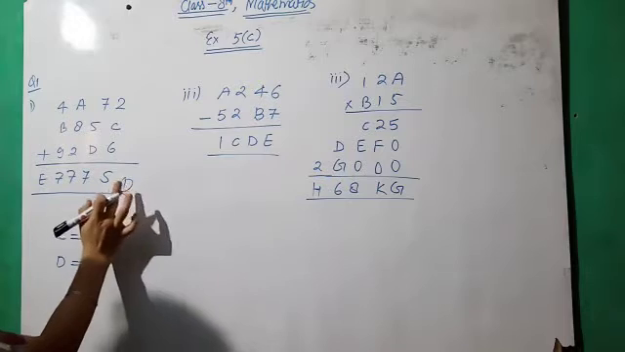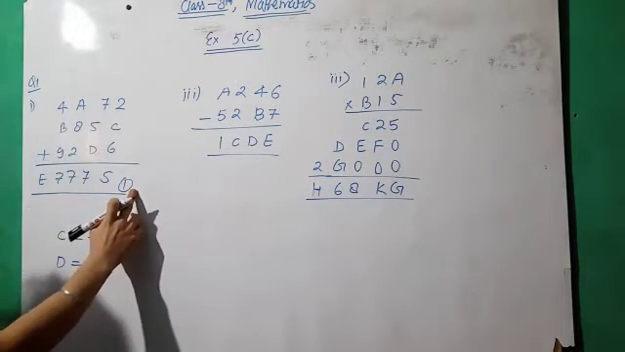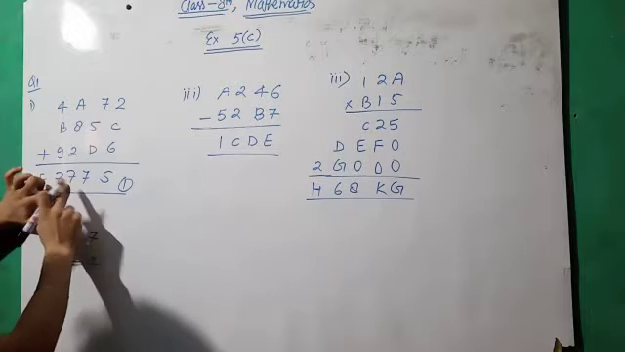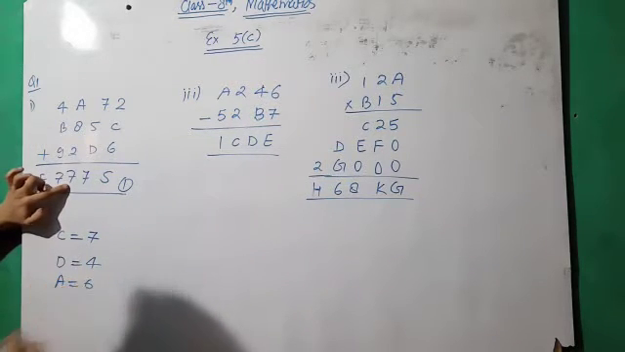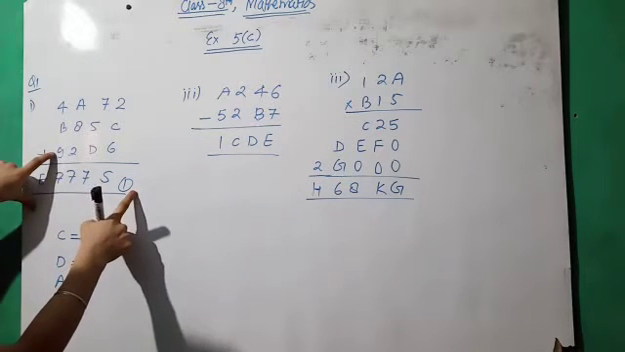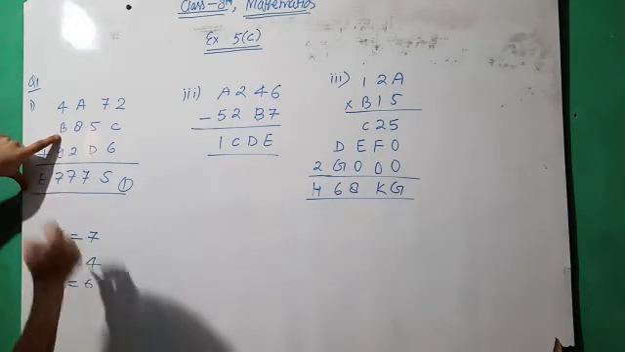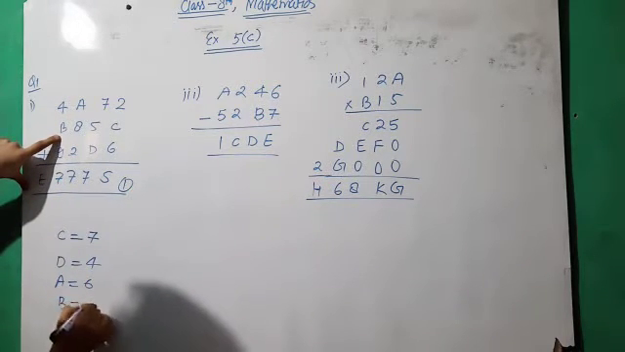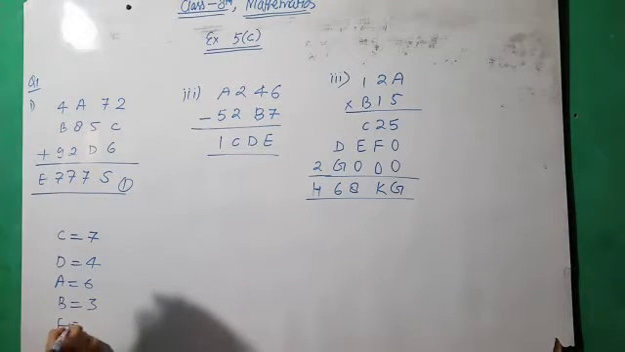Now again 1 carry. Now 2 plus 8 is 10, plus 1 is 11, here is 7, so 11 must be 16, so A equal to 6, so total is 17. Again carry 1 plus 9 is 10, plus 4 is 14, plus 3 is again 17, so B equal to 3, and E is 1, because 17, so E equal to 1. So these are the values of C, D, A, B, E.